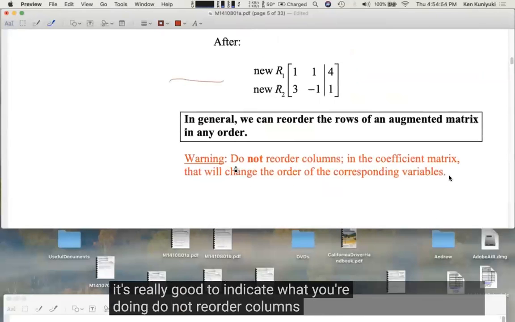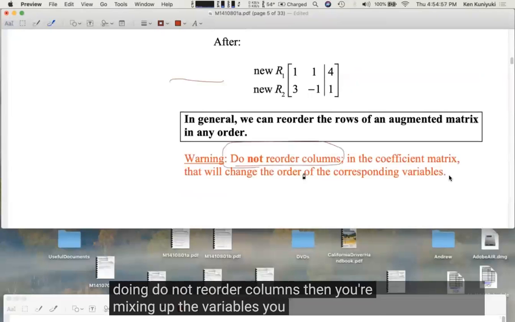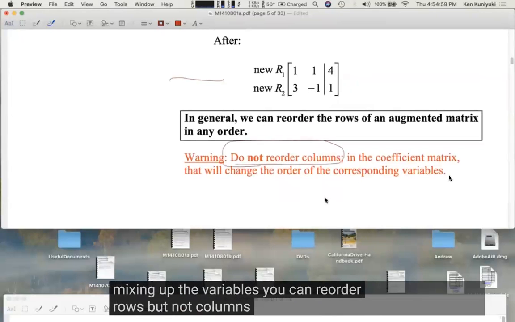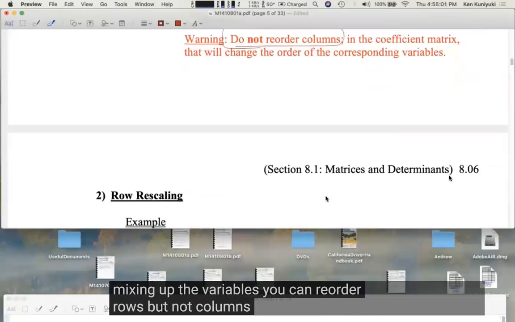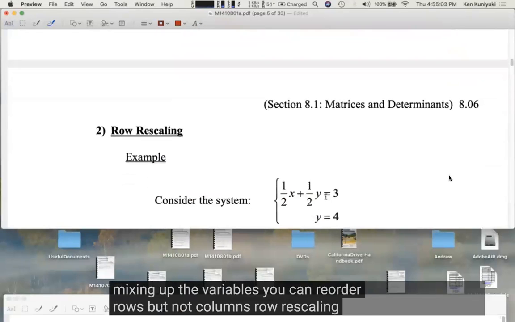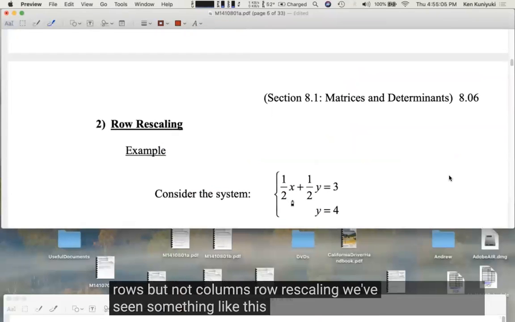Do not reorder columns, then you're mixing up the variables. You can reorder rows, but not columns. Row rescaling. We've seen something like this before.